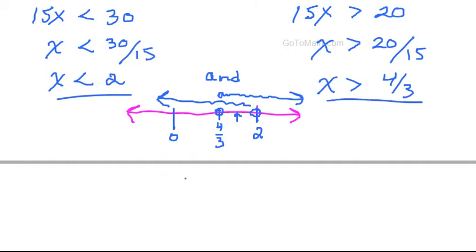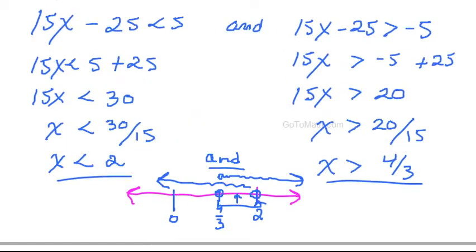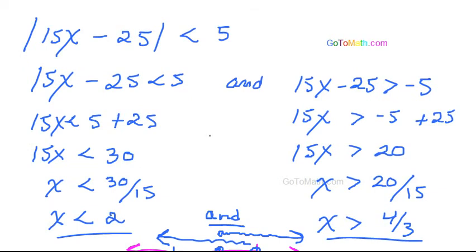So that means we're going to be using parentheses because we got open circles here. We're going to be saying 4/3 and 2. In other words, that's going to be your solution set: numbers that are inside of this interval here, which represents this guy right here. See that? So it's important to know the difference between AND and OR.